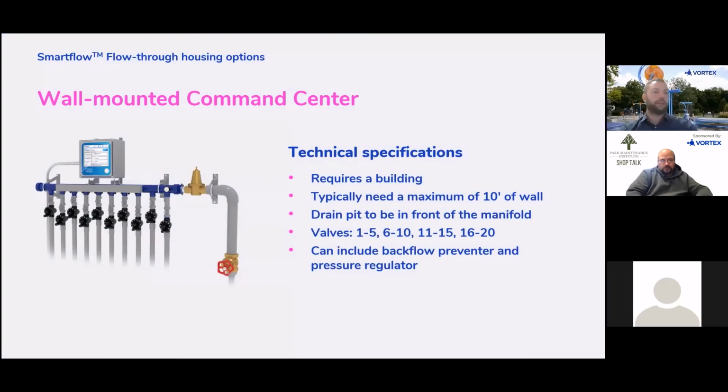So your wall mounted command center is going to be installed, just like how it sounds, into an existing room. This is going to be between either 1 and 5 valves, 6 and 10, 11 and 15, or 16 to 20. Anything larger than 20 valves is going to be considered custom. So our standard offering is anything less than 20 valves. Anything more than that, we are into custom, and custom means more money. Anytime you're custom, just assume that that's more money.